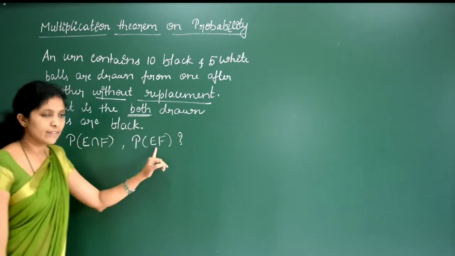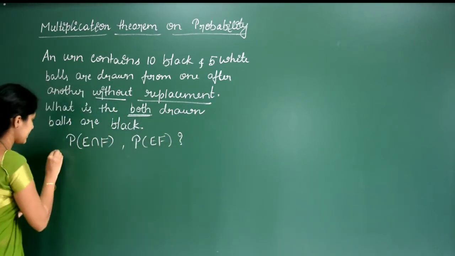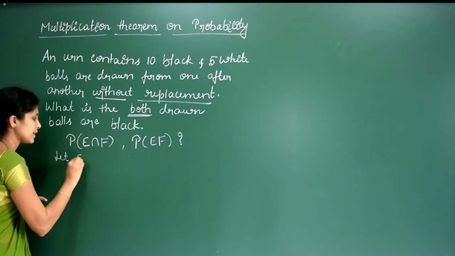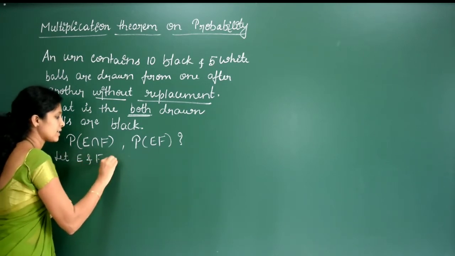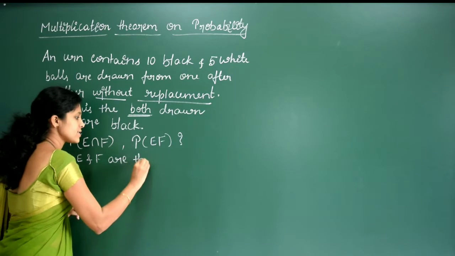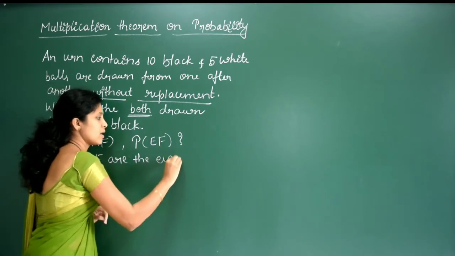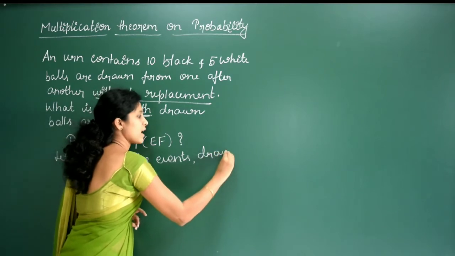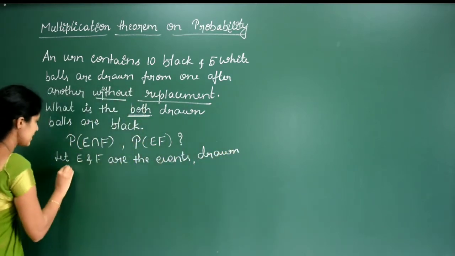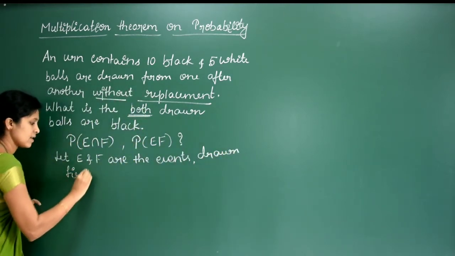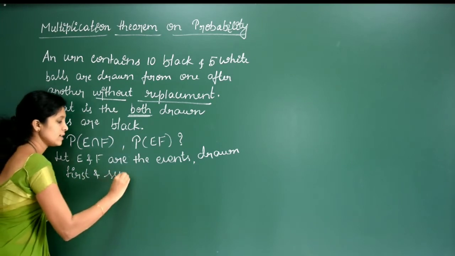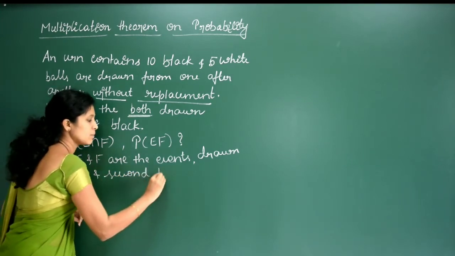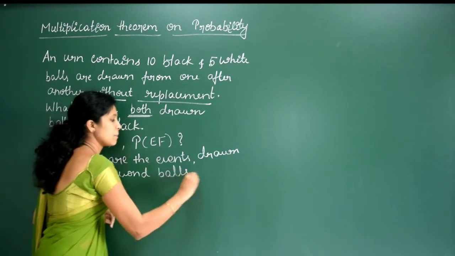So let us write the events E and F. Let E and F be the events that the drawn first and second balls are black.